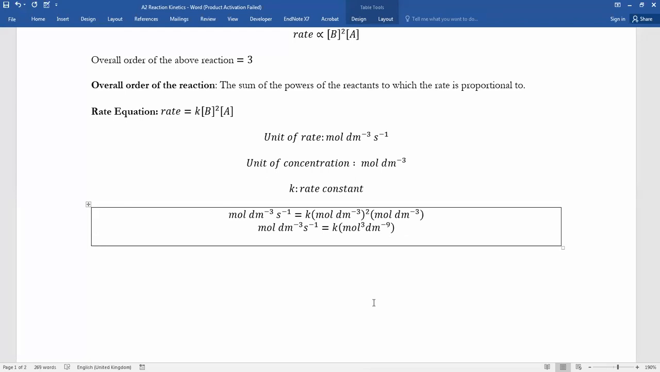Now mole cube dm minus 9 is being multiplied here. It goes on the other side, it divides. The unit of K will become mole minus 2 dm6 and s. So obviously there are easier, quicker ways of doing this as well, but right now I'm just telling you how to do it. Once we start practicing questions, we'll figure out easier, shorter ways to get to this answer. Is this clear or not?